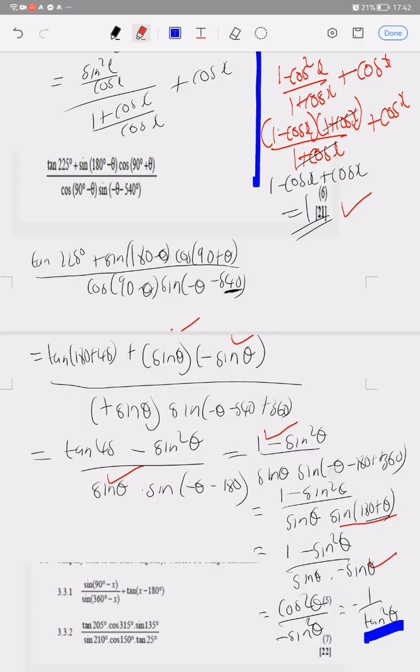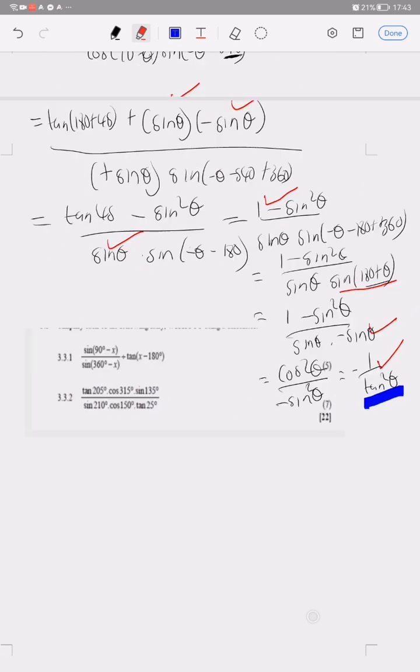All right, so far you got how many marks? You got 5 marks. So every change that you make, you get a mark. Then the final answer is negative 1 over tan squared theta. I hope everyone understood this one.